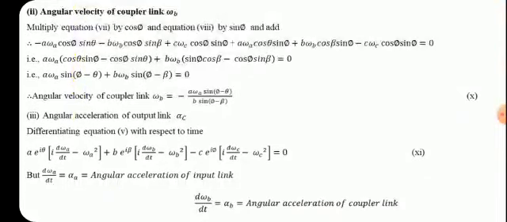Now we will go for the coupler link. Multiply equation 7 by cos φ and equation 8 by sin φ and add them. Therefore: −AωA cos φ sin θ − BωB cos φ sin β + CωC cos φ sin φ + AωA cos θ sin φ + BωB cos β sin φ − CωC cos φ sin φ = 0.